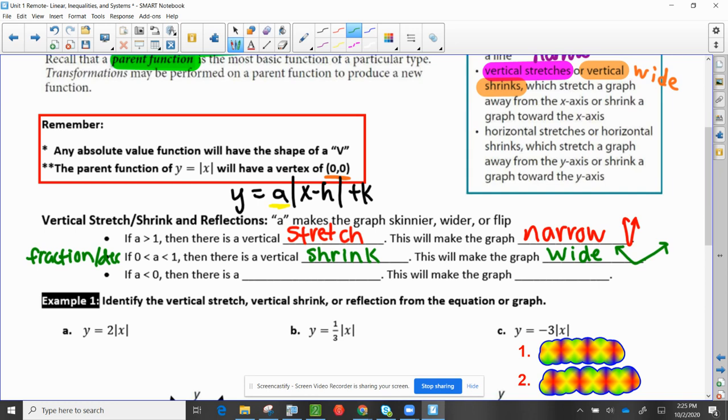Okay, and then the last one, anytime we have a value that's less than 0, meaning if you get a negative in front, anytime that A value is a negative, then there is a reflection on the graph, which will make the graph flip upside down, okay? Meaning the vertex then is at the top and that V shape is going to open downwards. Okay, so that's what we're going to look at today. What happens when we change the A, or that leading term, in front of the absolute value. So let's look at these examples.